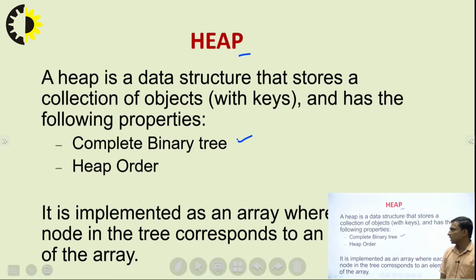The first one is a complete binary tree. In the implementation, the heap operates as a binary tree which is complete in nature. The second property is that it maintains a heap order. There are basically two orders: min heap order and max heap order.